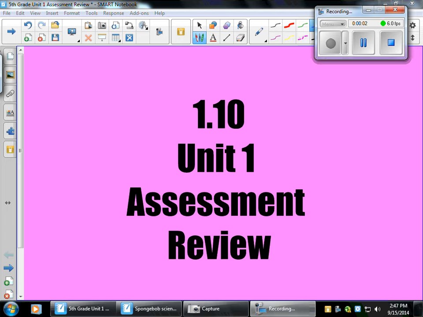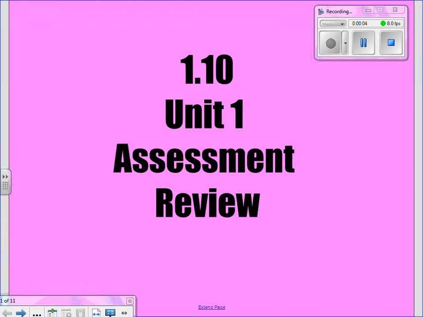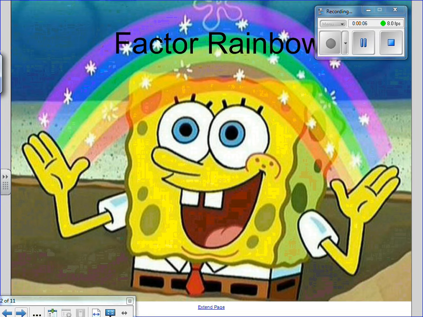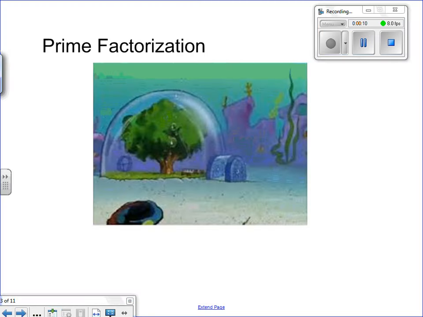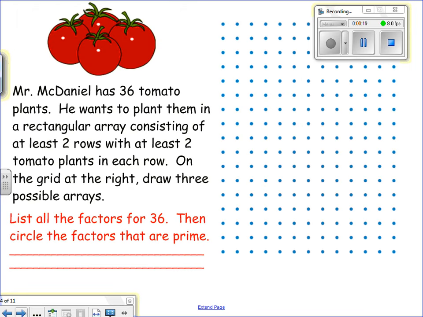Let's take a look at how to do the Unit 1 review. First thing, factor rainbows. We've got SpongeBob here. You are going to have to know how to use a factor rainbow and a factor tree, which is prime factorization, when taking this Unit 1 test. Let's take a look at these problems here.